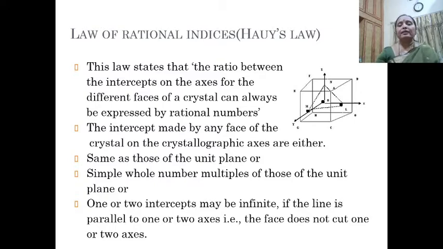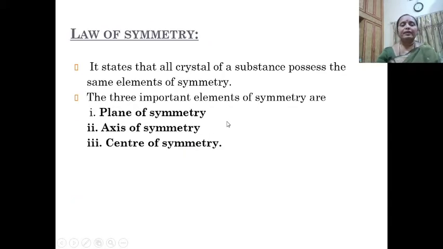The intercepts made by any face of the crystal on the crystallographic axes are either the same as those of the unit plane, or simple whole number multiples of those unit planes, or one or two intercepts may be infinite. If a face is parallel to one or two of the axes, it does not cut them. So the law of rational indices states that the ratio between the intercepts on the axes for the different faces of a crystal can always be expressed by a rational number.